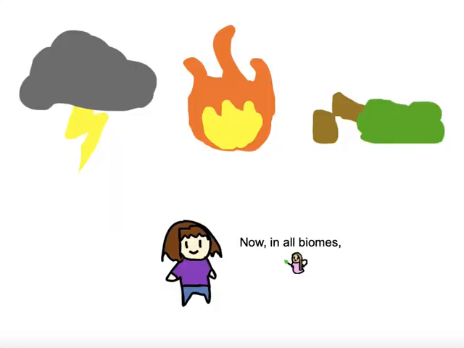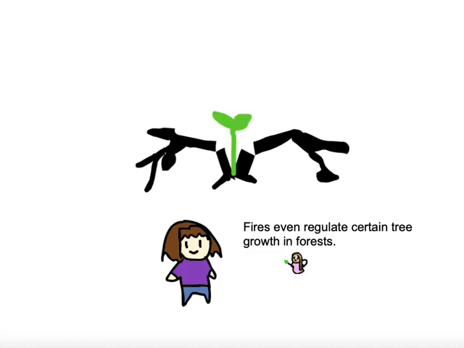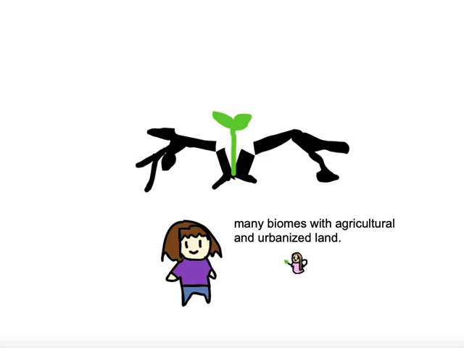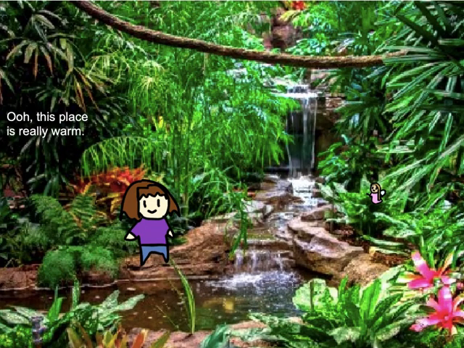Now, in all biomes, disturbance, or an event that changes the biome, happens normally. Storms can make openings for new species to live. Fires even regulate certain tree growth in forests, though as of now, human intervention has replaced many biomes with agricultural and urbanized land. Let's look at the terrestrial biomes. This place is really warm.